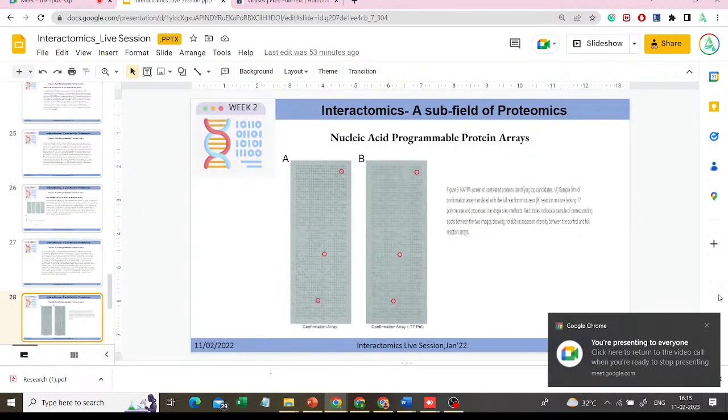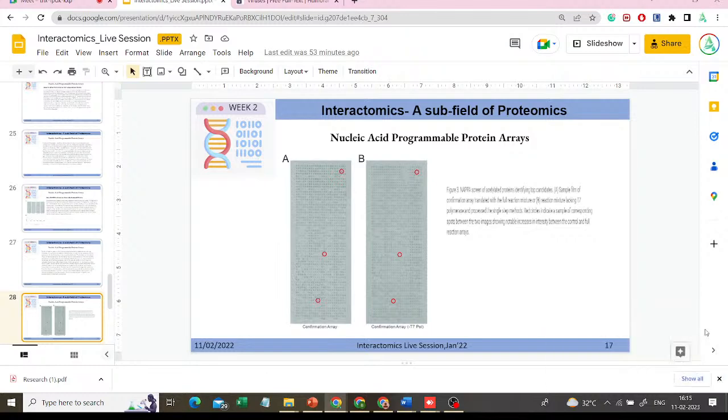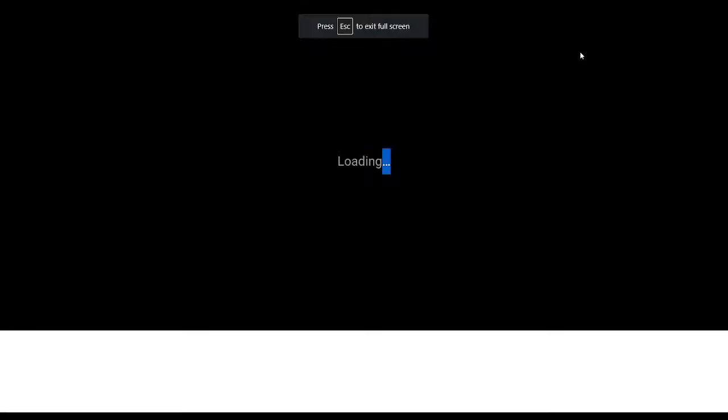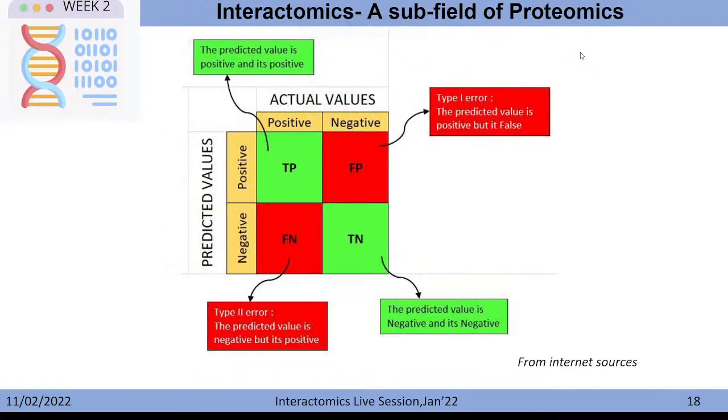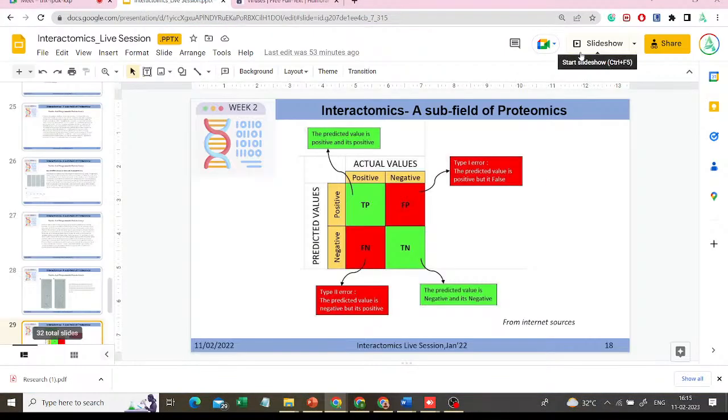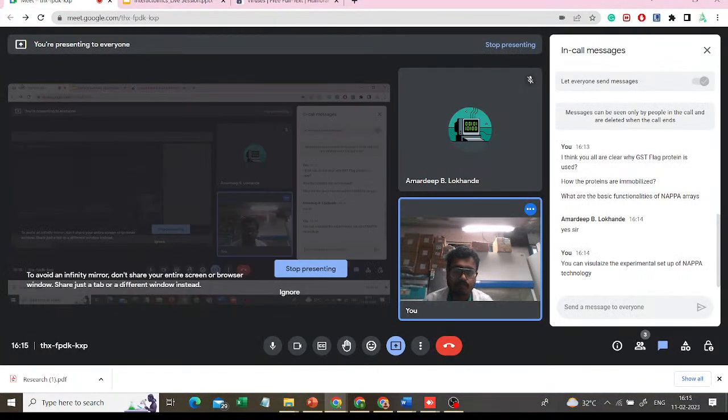So this was all about your NAPA arrays and their function. I think you are very much clear about it. Now, one major thing about the lecture: I think you all have gone through the lecture and have found that there were many talks about biomarkers. So I'll just reiterate it once so that you can revisit what was told.